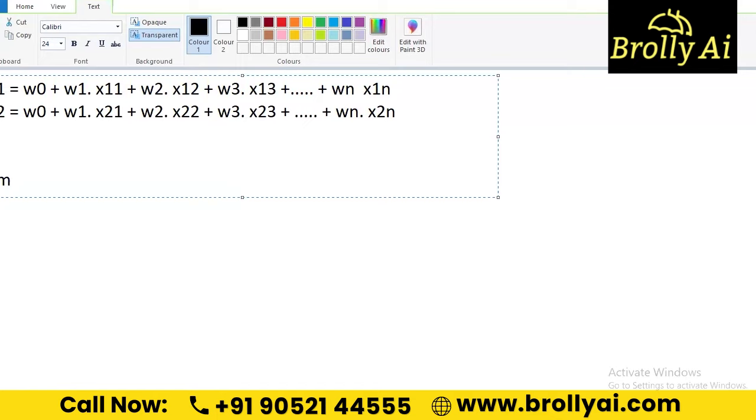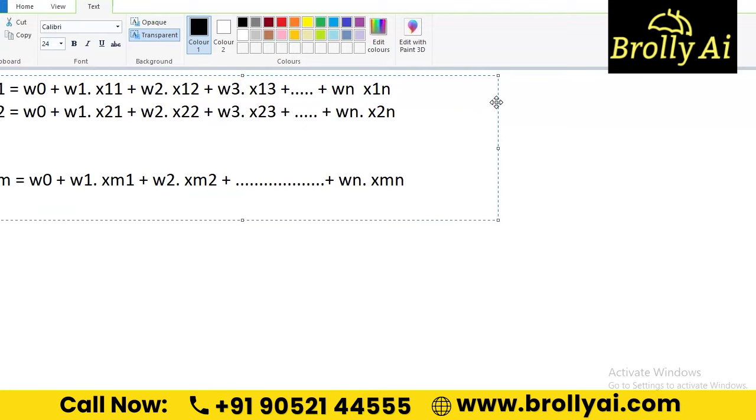That's why ym equals W0 plus W1 into X m1 plus W2 into X m2. In this way, the last, Wn into X mn. That means m rows, n columns. Like this. This is the basic generic shape.